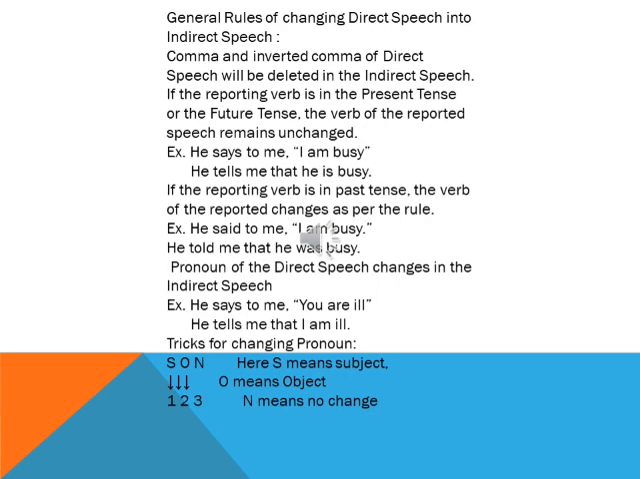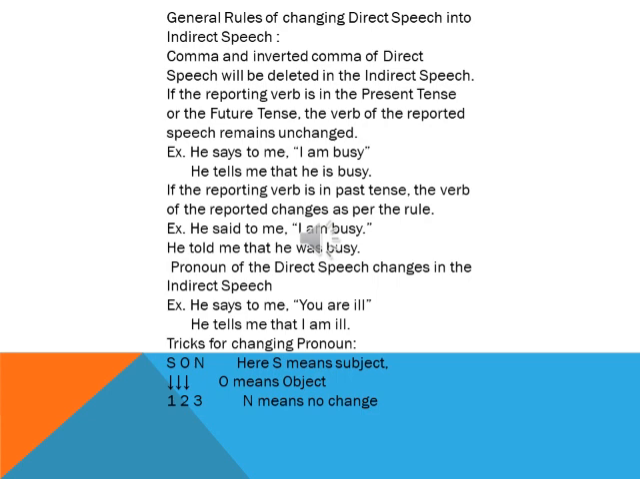In order to change the pronoun, we have a shortcut trick. The trick is SON. S is directly related to 1, O is related to 2, and N is related to 3. Now, 1 means first person, 2 means second person, 3 means third person. That means the first person will follow the subject, second person will follow the object, and third person will remain unchanged.